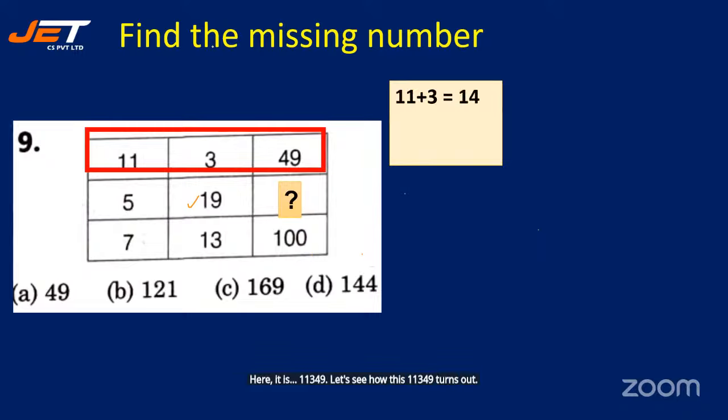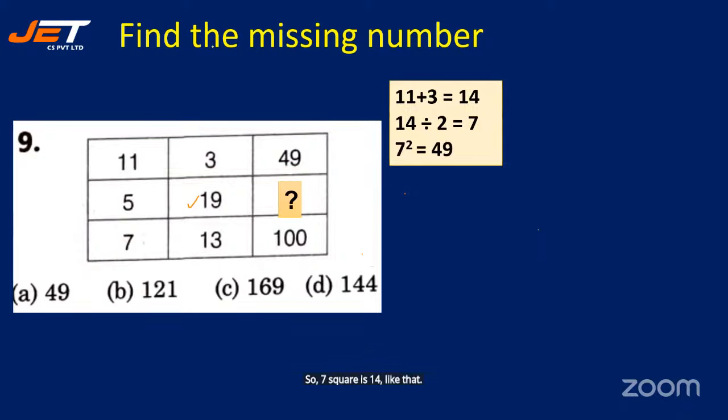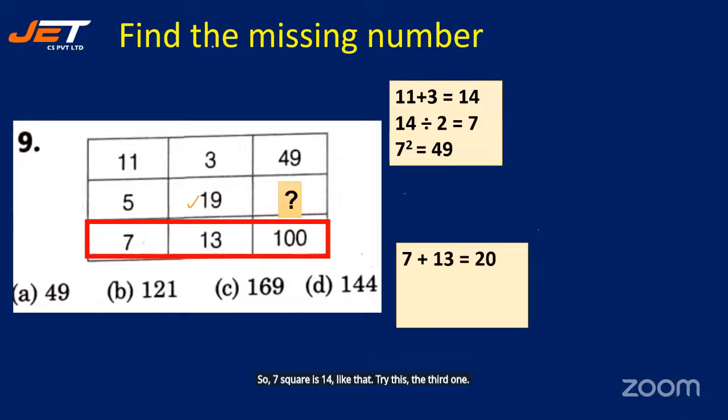11 plus 3 is 14. 14 divided by 2 is 7. So 7 square is 49, like that. Try this, the third one, 7, 1300. So 7 plus 13 is 20. 20 divided by 2 is 10. 10 square is 100. Okay. So like that you can do for the next one also.